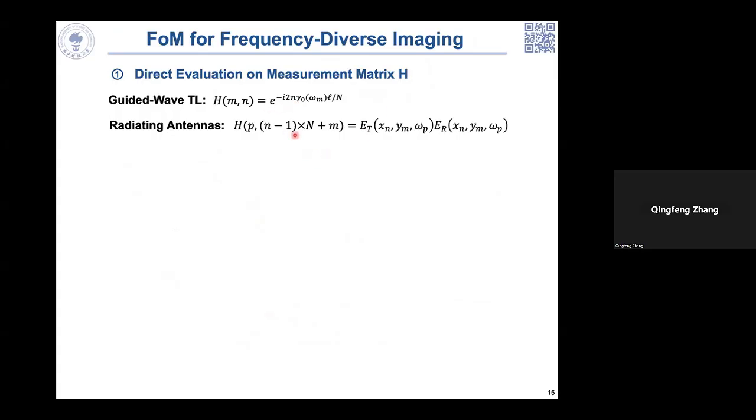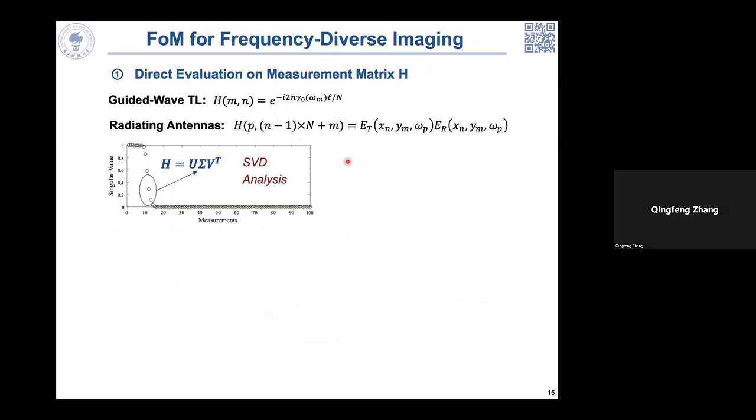of this electromagnetic structure. We perform the singular value decomposition on this matrix. So decompose into three matrices, U, sigma, and V. The singular values are stored in this sigma matrix as the diagonal entries. So this figure shows a singular value distribution of a typical example. It has 100 measurements, but we can see here the non-zero singular values are less than 15.